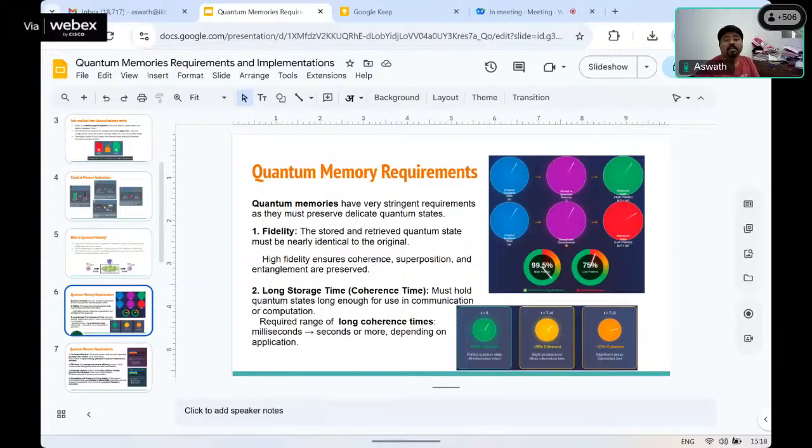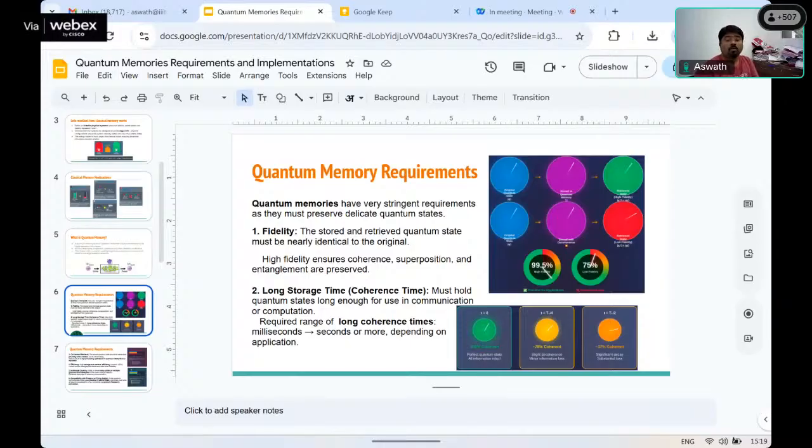Okay, so there must be a scenario where a quantum state has a long enough existence that I can use it for communication. Let's say I create a qubit and I send it to another place. By the time it reaches the other place, if it loses its qubitness or quantumness, there is no point in sending it, right? So that is the long storage time our memory should have.